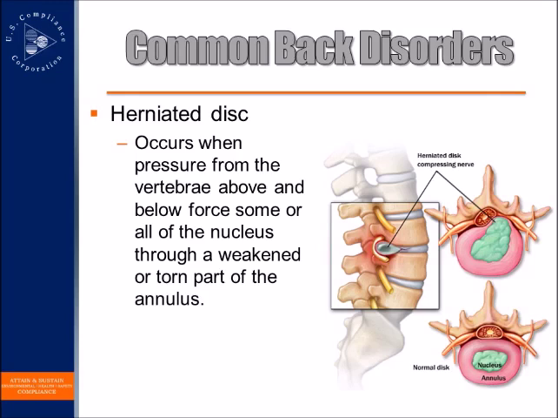Now, a herniated disc occurs when the pressure from the vertebrae above and below, so we're talking about some type of uneven pressure here, force some or all of the nucleus through a weakened or torn part of the annulus. Now you can see here in the upper portion of the image on the right-hand side, you can take a look at what actually happens there. So you can see the inner portion pushing out through, and what it does is it causes a pinching sensation on the nerves of your spinal cord, which we interpret as pain.